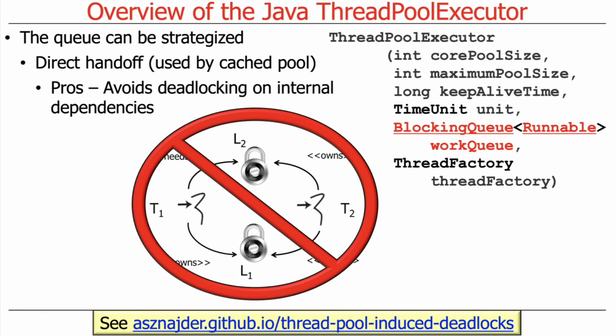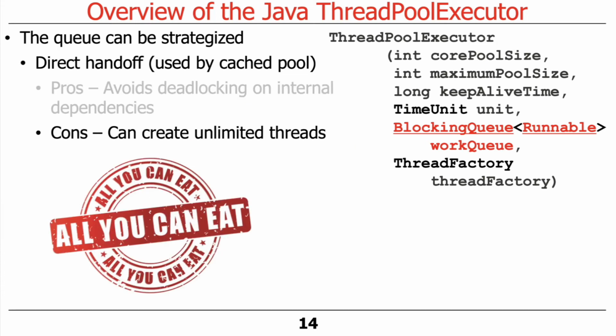The good thing about the direct handoff approach is it avoids deadlock on any internal dependencies because you're always creating a new thread. There's always a thread that's being created. The downside is if you have lots of requests, lots of tasks that come in at any given point in time, you can create a heck of a lot of threads, which is kind of defeating the purpose of why you want to use a thread pool.